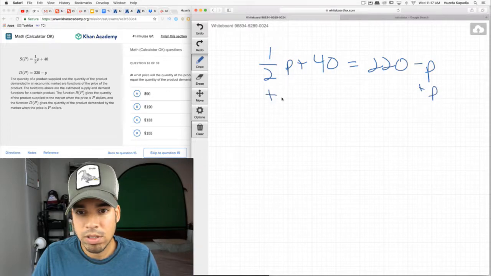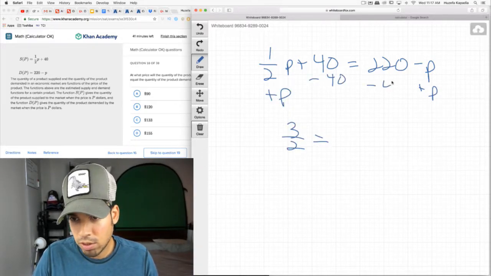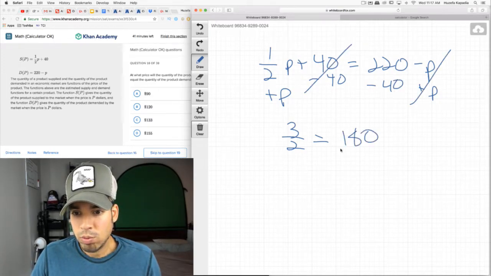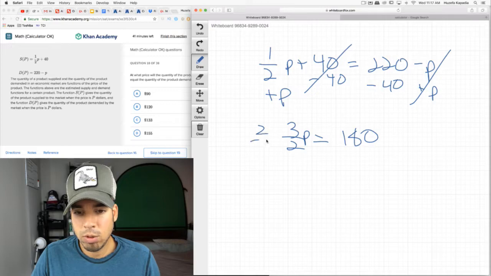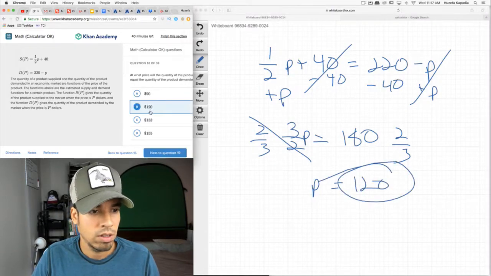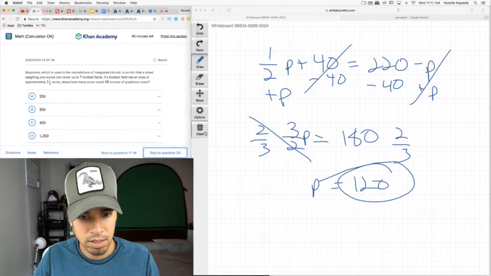Add P to both sides. We get 3/2 P equals, let's subtract 40, equals 180. And then multiply both sides by the reciprocal to get rid of this. And I get P equals 2/3 of 180, which is 120. All right, next, 19.